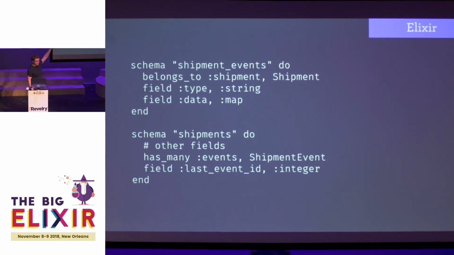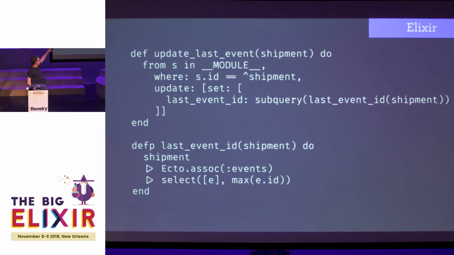So here we have our way to track events, and then a little Ecto query to make sure we can update the event. If you're not super familiar with Ecto, the details here don't terribly matter all that much. Down here, we've got a little function that will grab the biggest ID for all the events that belong to this particular shipment. And then the first function creates an Ecto query, or an SQL query, that will update our last seen ID to whatever that value is.